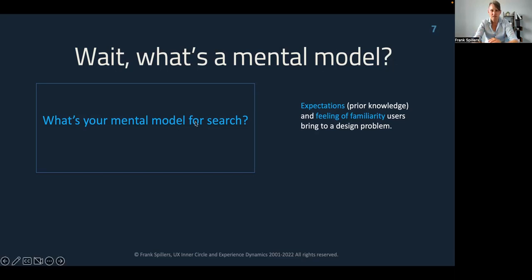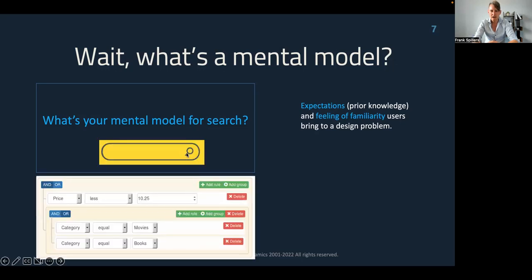Think about search. What's your mental model for search? It probably looks something like the top one there, unless you're a librarian or a Boolean search user in a very specialized context, maybe like healthcare. I'm thinking about the NIH, the National Institutes of Health search interface, or some kind of academic or librarian search interface. But generally, your mental model of search looks like the top one. And it was not easy getting there.